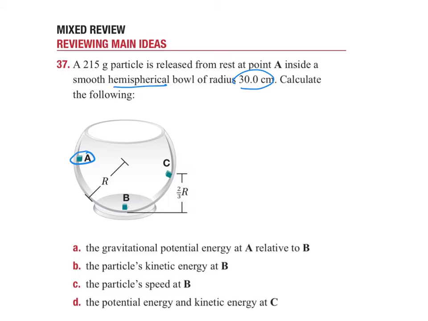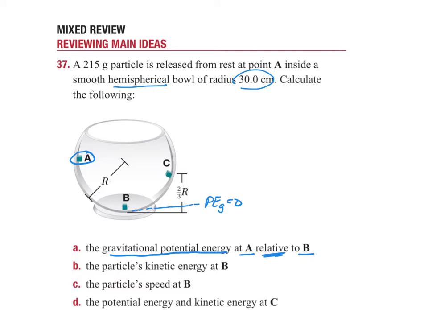The gravitational potential energy at A relative to B. Well, they use that word relative. That means what's the difference between the two. I would call B my 0 point. So then all you have to do is figure out the vertical distance between A and B, and it's pretty obvious that's the radius of the bowl. So that one is pretty easy to figure out, the difference in the gravitational energy between A and B. So I'm not going to spend too much time on that.